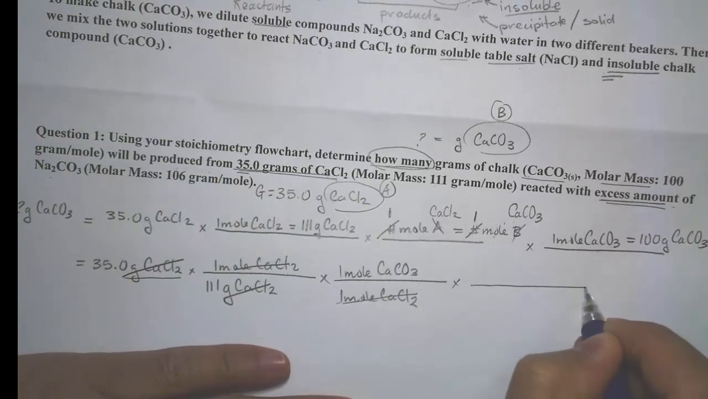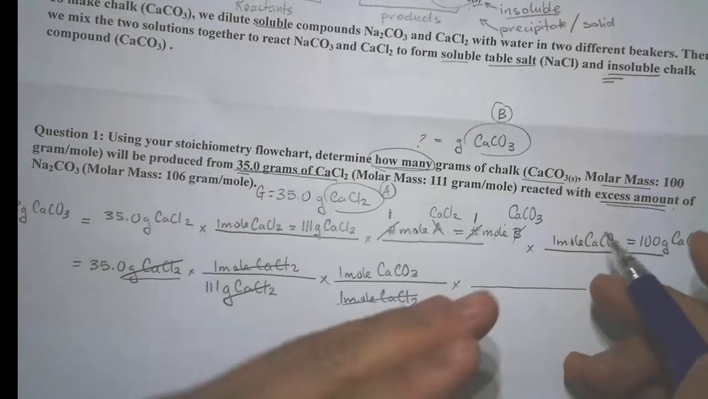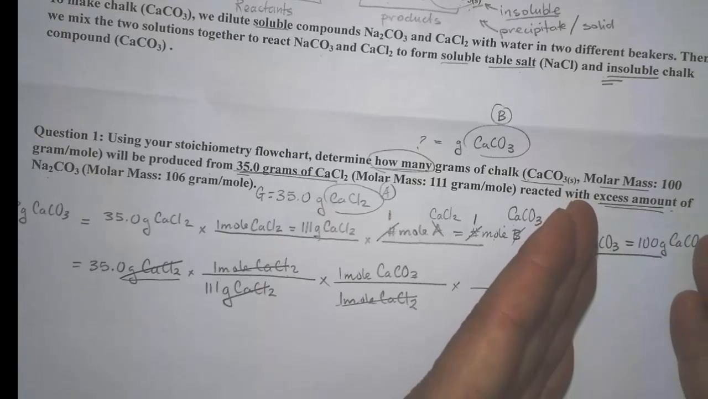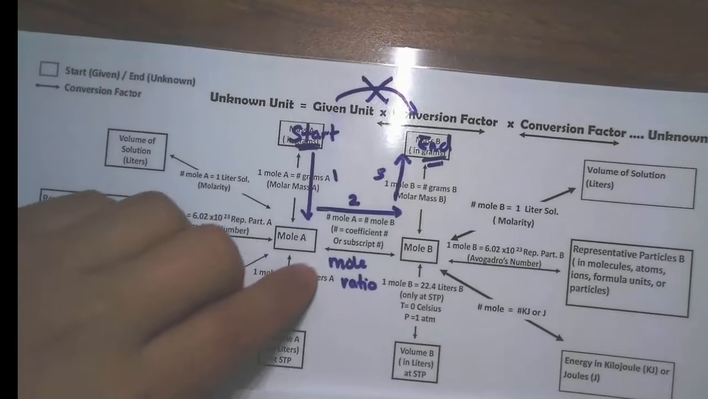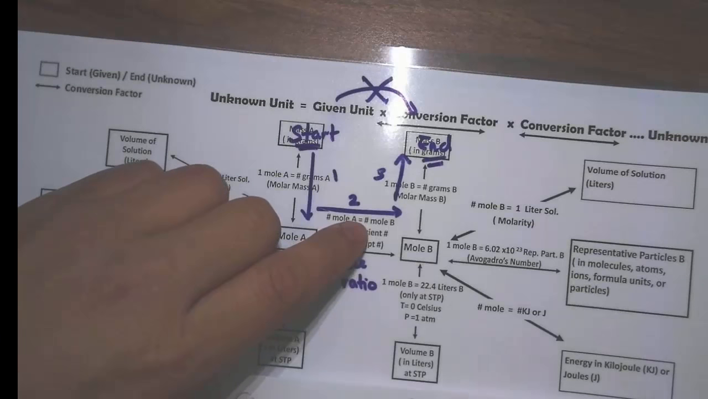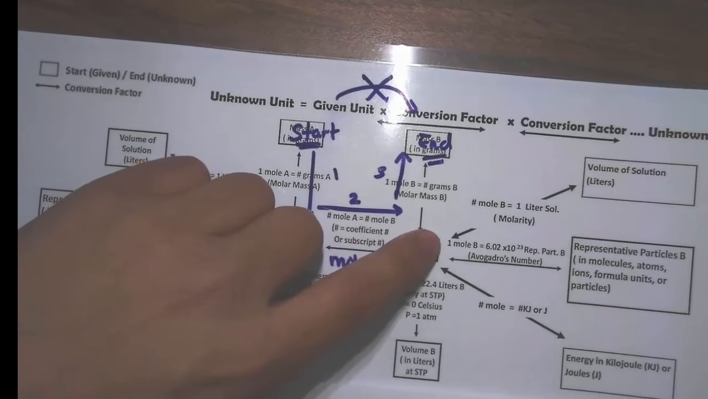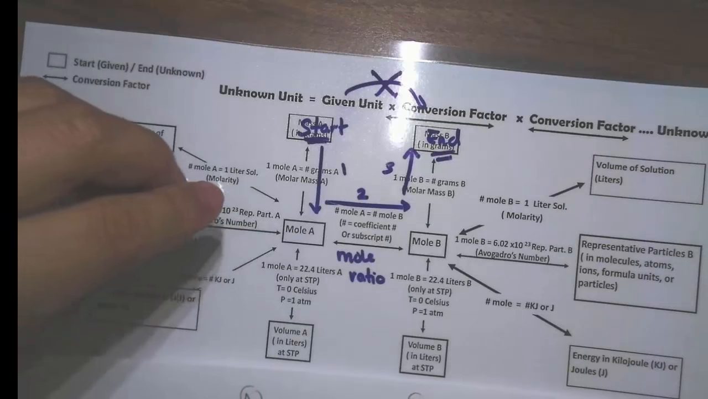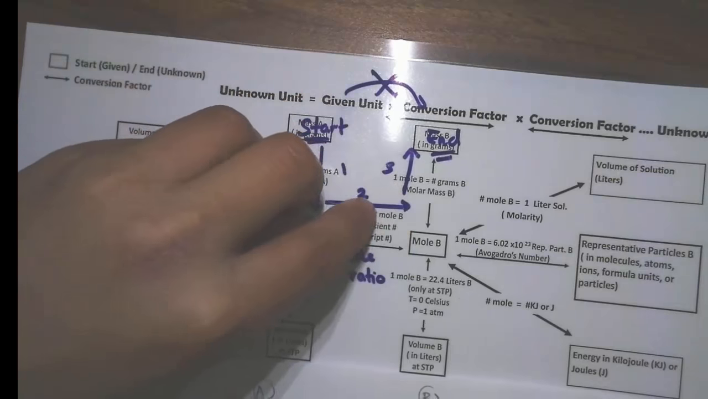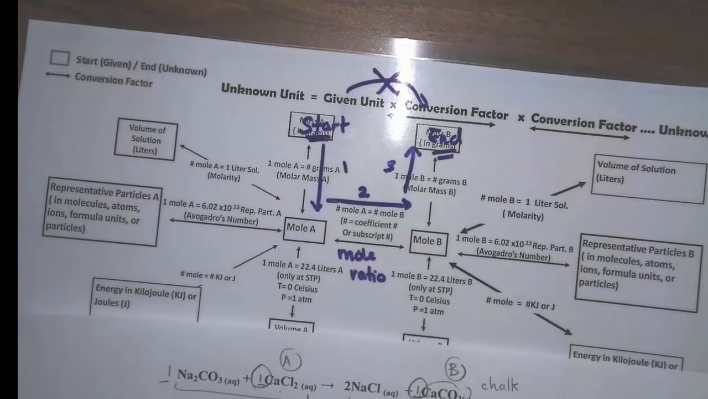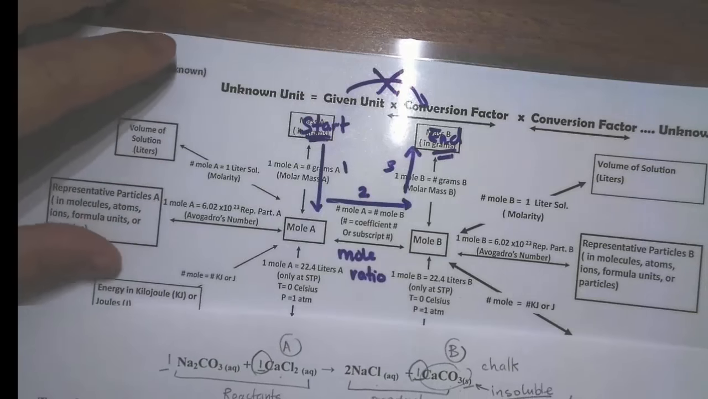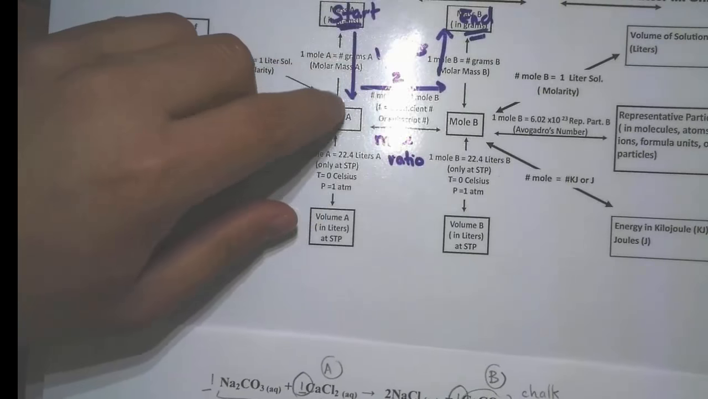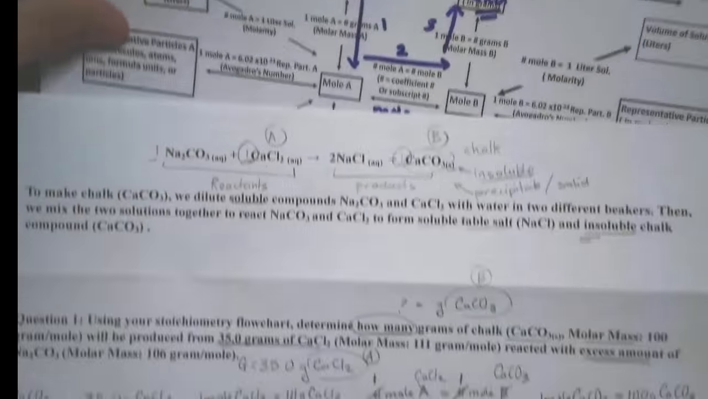Now let's move on to the next conversion factor, which is this one. And now we're no longer dealing with calcium chloride, but we focus on calcium carbonate. That's the beauty of this flowchart. Once we use this conversion factor, we have changed our focus from one chemical to another chemical. This connection allows us to change one chemical to another chemical using the unit mole. And that's the reason why we always count everything in moles rather than in atoms, okay? That's the beauty behind the unit mole, it allows us to connect one chemical to another chemical.